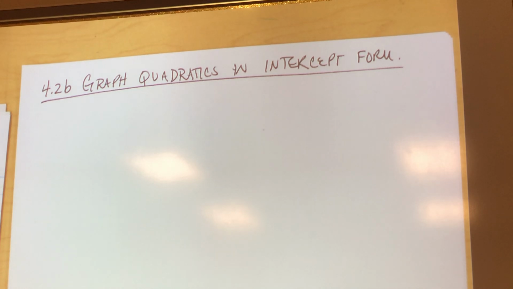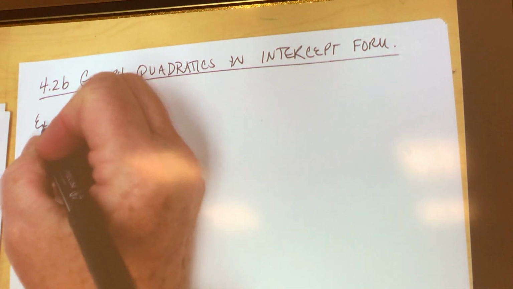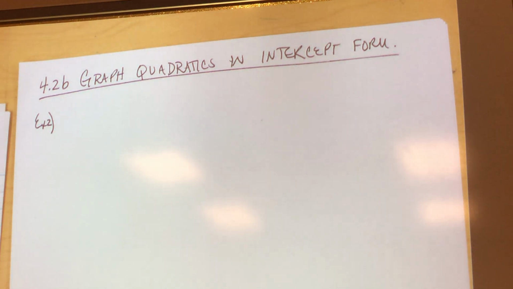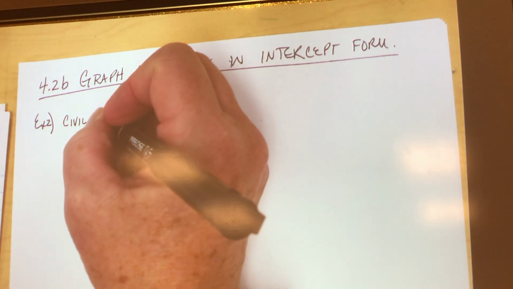All right, so today we're going to finish up 4.2. Yesterday we did vertex form, and today we're going to do intercept form. I think before we do the intercept form and talk about it, I want to work one example. It's example 2 in your book. It is a reading problem, and it's dealing with civil engineering.